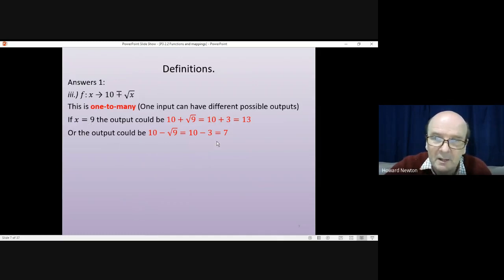We put in x equals 9. We don't actually know which is the right output. Both are possible.